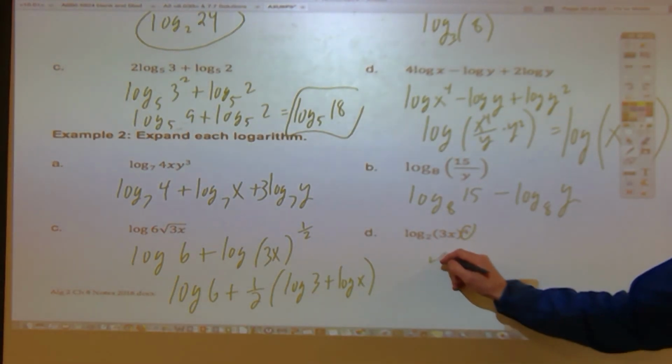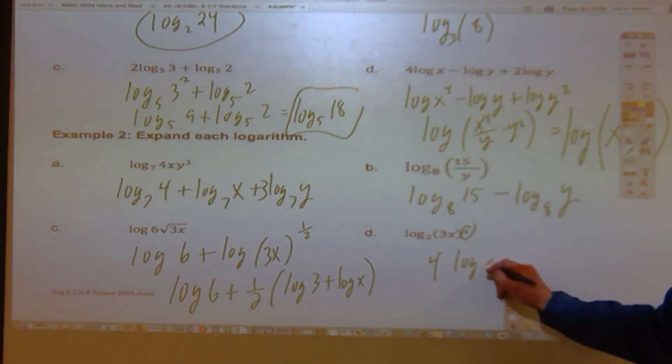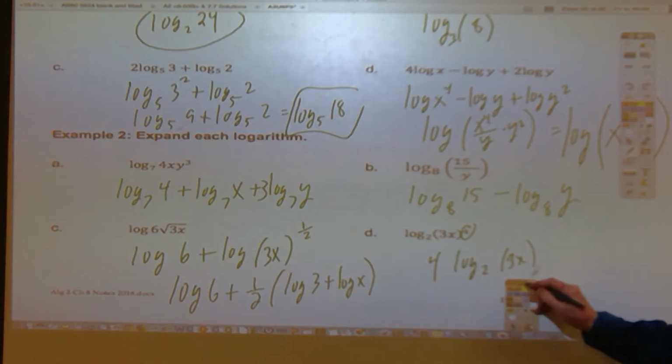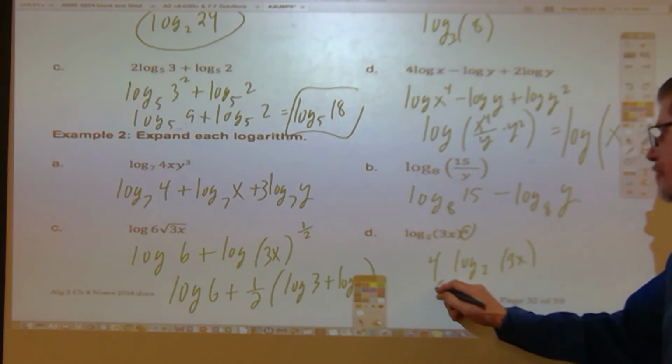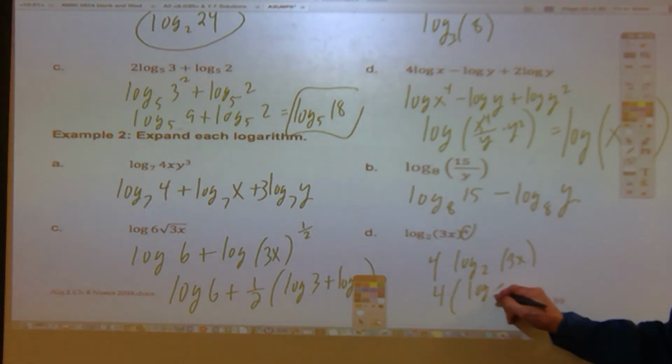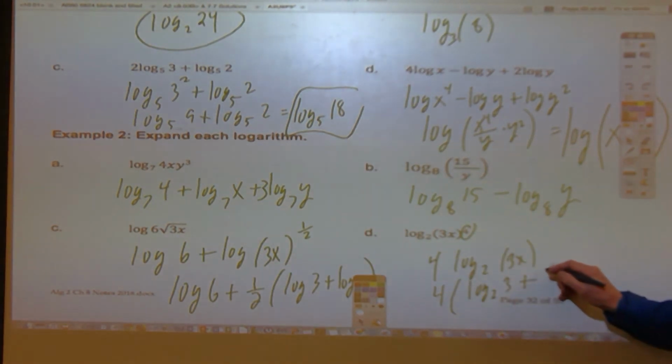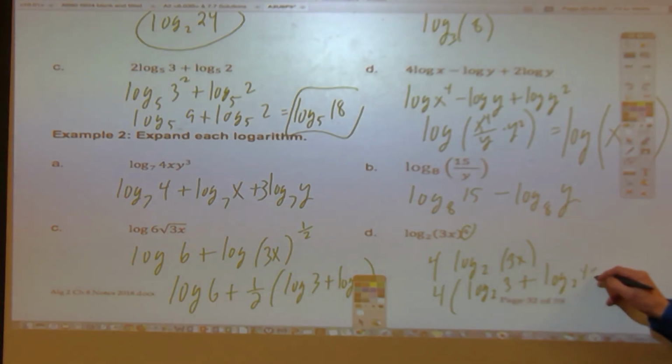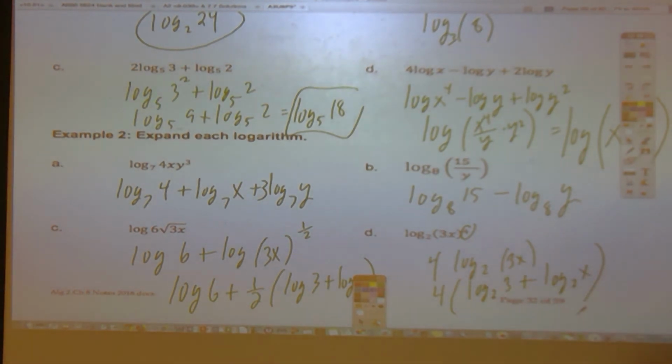This 4 comes down front, so it's 4 log base 2 of 3x. But 3x is a product, so it's log base 2 of 3. The log of a product is the sum of the logs, log base 2 of x. To get the final answer, you'd have to distribute through the 4.